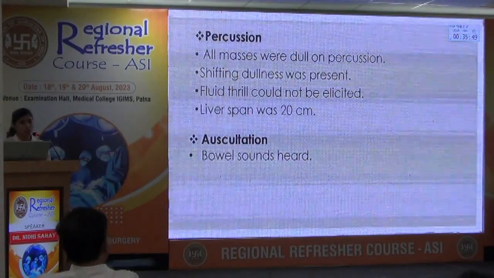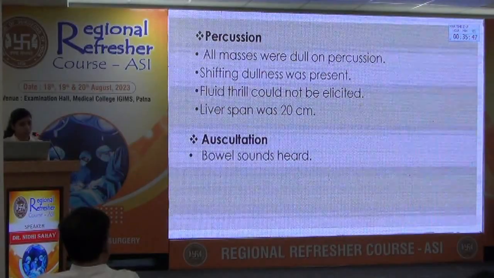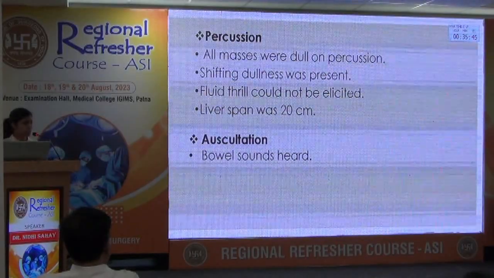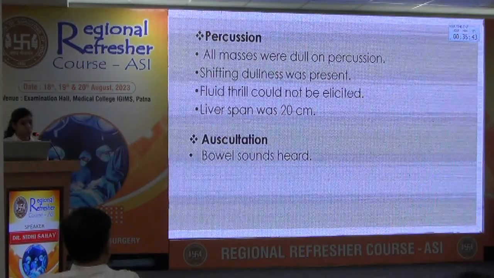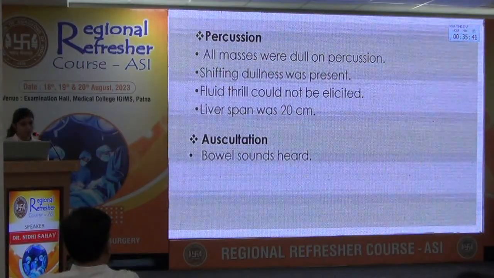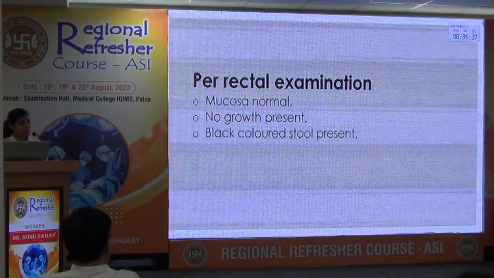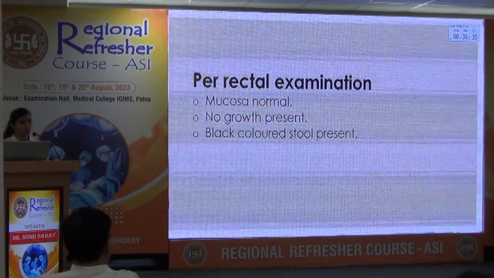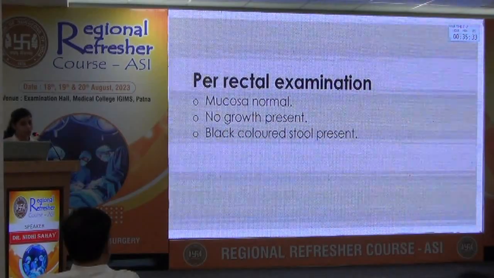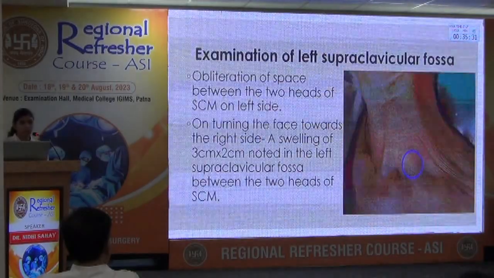On percussion, shifting dullness was present. All masses were dull on percussion, and the liver span was 20 centimeters. On auscultation, normal bowel sounds were heard. On per-rectal examination, the mucosa was normal. There was no growth present, but there was black-colored stool on the examining finger.